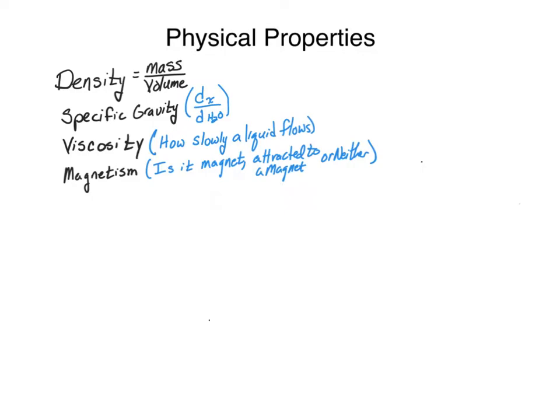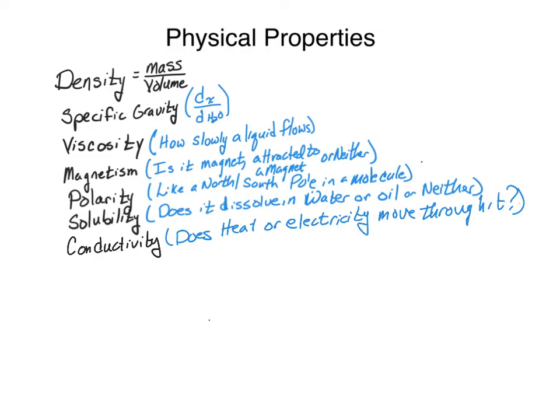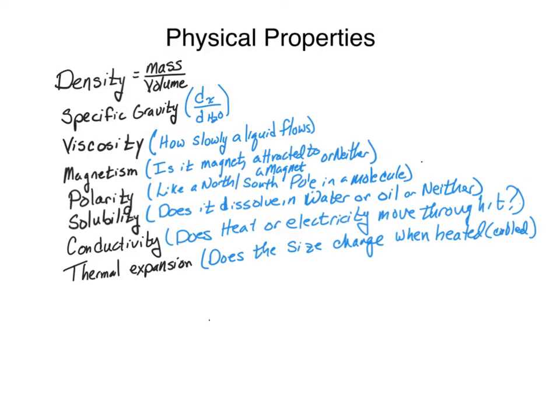We have something called polarity, and we'll talk more about that later, but it looks at basically, does this structure have two different ends to it? We look at solubility. Does it dissolve in water? Does it hate water like oil does? We can look at conductivity. Conductivity is, does it allow electricity to flow through it, or possibly does it allow heat to pass through it? We can look at thermal expansion. Thermal expansion is how much bigger it gets as it gets warmed up.